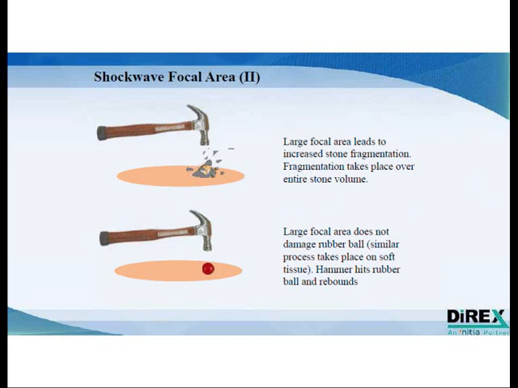As for the soft tissue, here you have a rubber ball in the lower end. Now the rubber ball is representative of the soft tissue. If you hit a rubber ball with the hammer, you can expect the hammer to bounce back. This is approximately what happens to the soft tissue. If you generate a shock wave and it arrives on the soft tissue over a large area, then there will be minimum effect of this energy on the soft tissue.